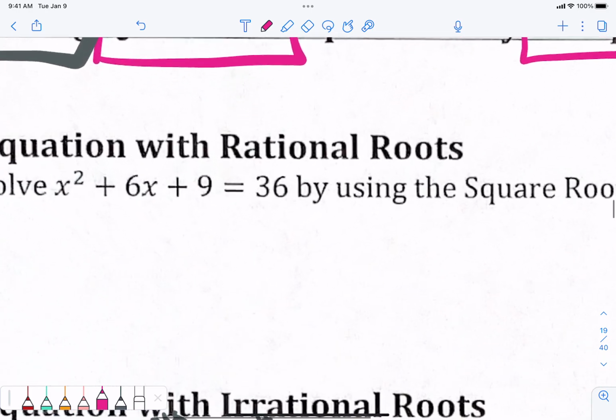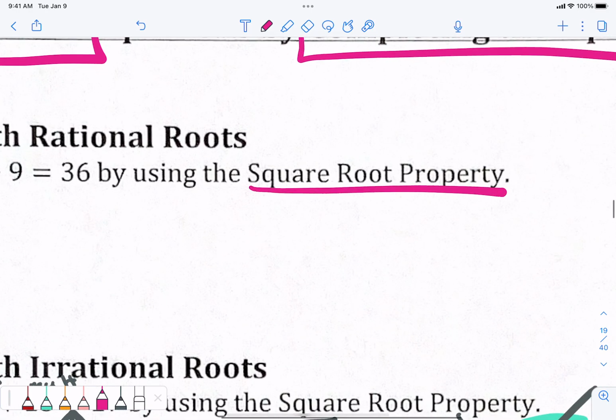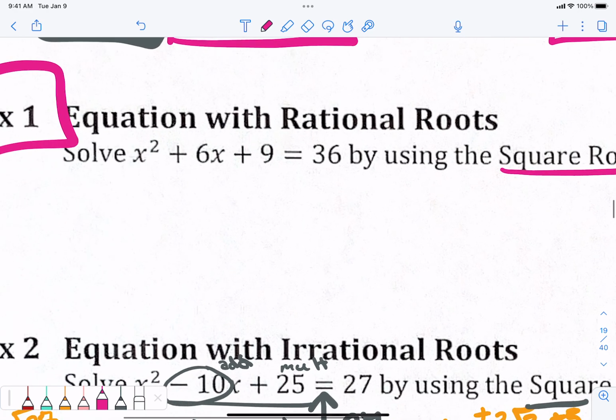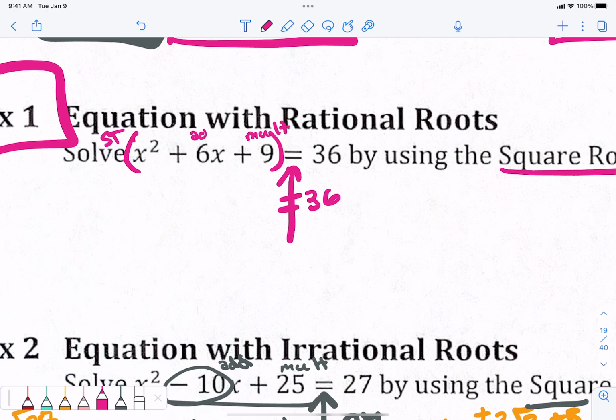So example 1, they say use the square root property, okay? I'm going to use that same notation today, square root property. And here's my equal sign. The 36 is just going to stay, and he's going to chill out, okay? But this guy is a simple trinomial. So we're looking for what can we multiply to get 9, but when I add them, give me 6. What you got? 3. Positive 3, right?